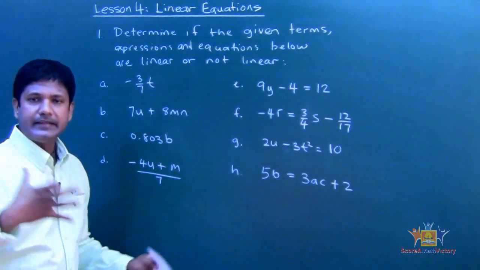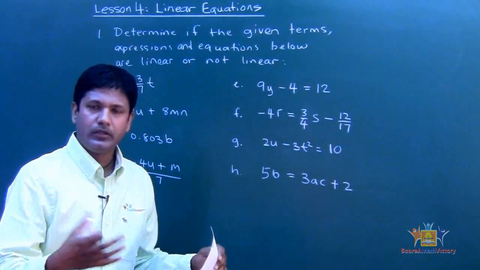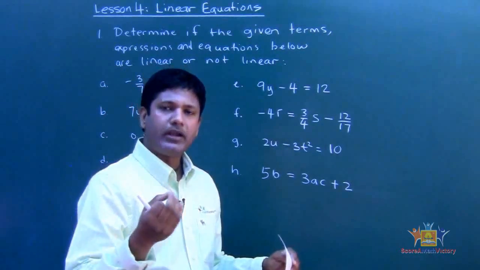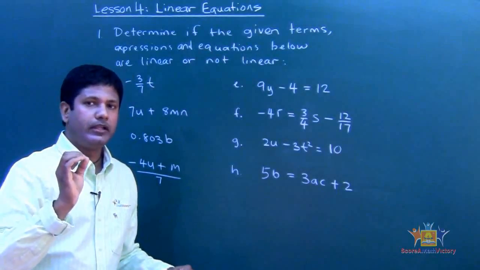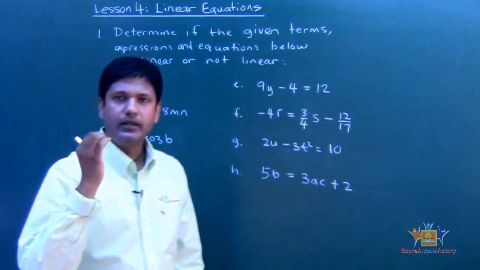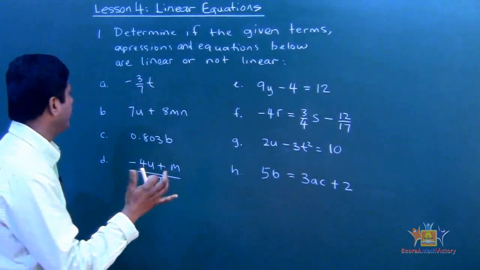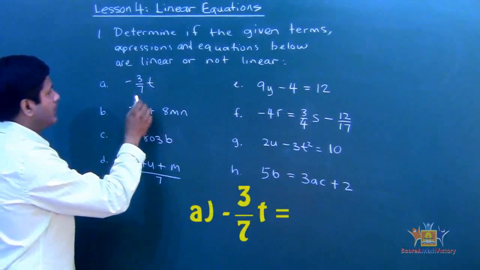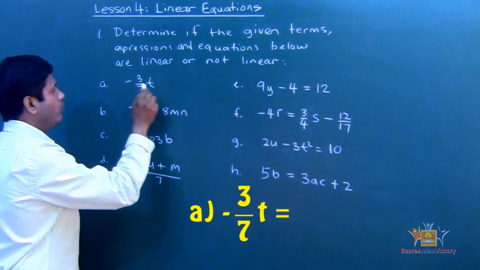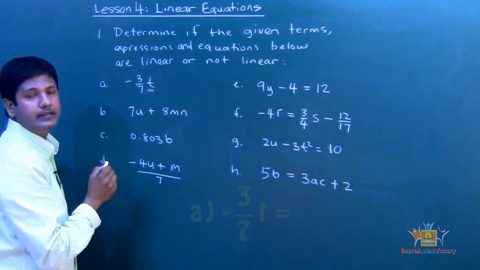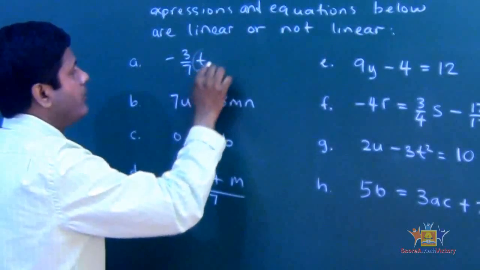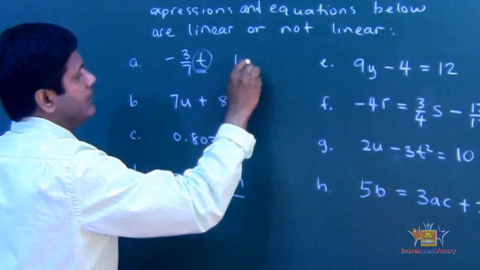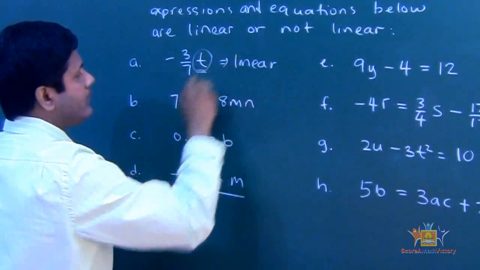Okay, so first, let's understand what is linear. In order for a term, expression, or equation to be linear, there should be only one unknown. Alright? So with that in mind, let's look for it. This is called a term. And how many unknowns are there? Only one right there. See that? t. It doesn't matter about the coefficient, it's a number coefficient. It's the unknown that matters. So this is linear. Very good.